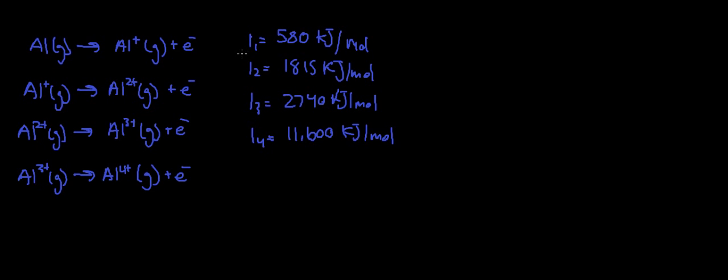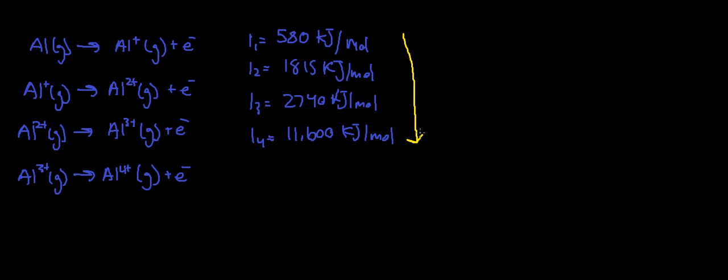This is called the ionization energy. This would be the first ionization energy. This would be the second ionization energy. If I wanted to get a +3 cation, then this would be the third ionization energy, and so on, the fourth ionization energy. If I look, I'll notice that there is an increasing ionization energy as I remove more and more electrons.